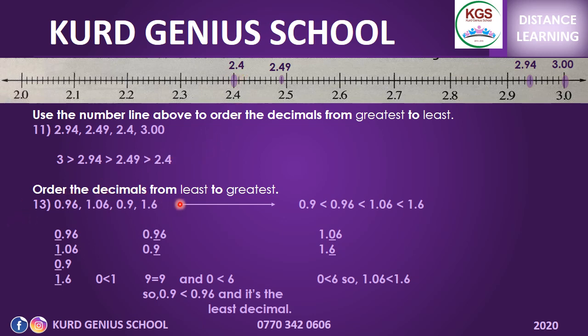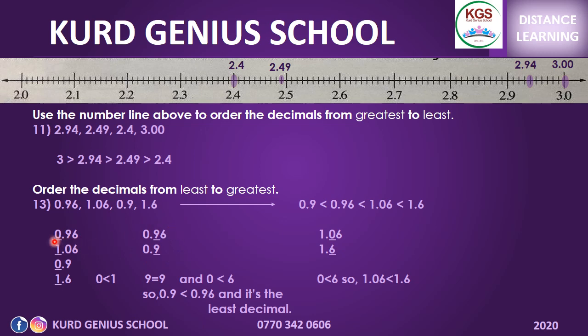Order the decimals from least to greatest. We have 96 hundredths, 1 and 6 hundredths, 9 tenths, and 1 and 6 tenths. We have to order these numbers, so first we should line up their decimal points and start comparing from the greatest place. So in the first place, they have 0 and 1. We all know that 0 is less than 1. So the numbers starting with 0 are less. We should start comparing these two.